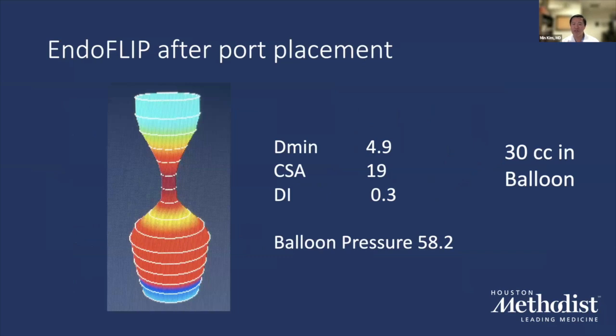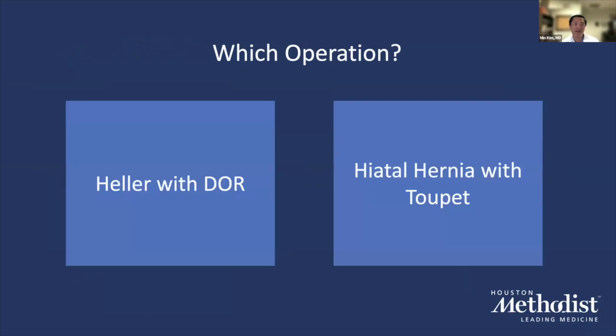So we took her to the OR, and I told her that we're going to do the EndoFLIP. So this is the EndoFLIP. When I place the device at the beginning of the case, with the hiatal hernia still there, you can see that the DI is 0.3. This is very, very tight at the GE junction. And then the question again, what should we do?